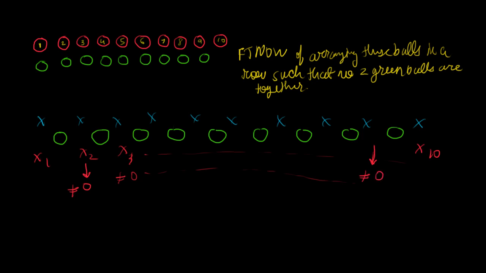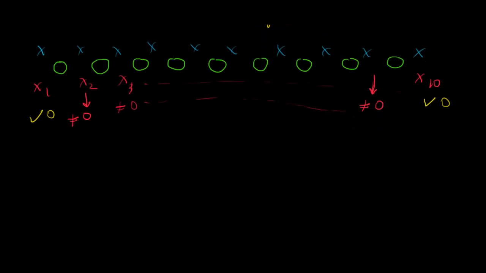But notice that the end ones can be 0, and that is because that just implies that you're placing the green ball first, so that doesn't make two green balls together, right? That's just my wish. I can place it anywhere I want. Okay, so that is the thing.